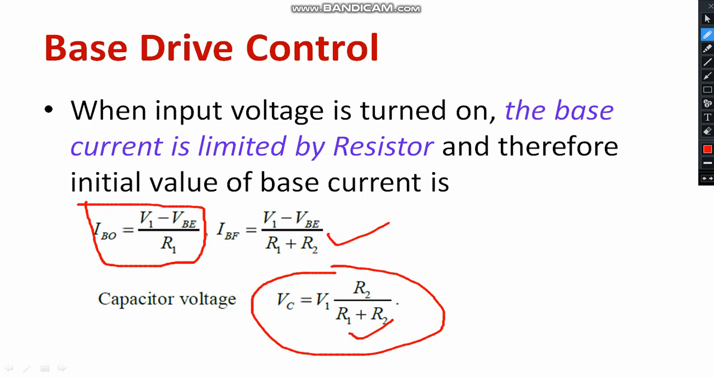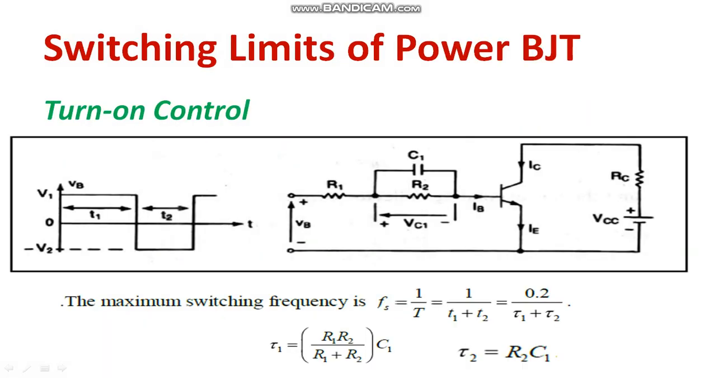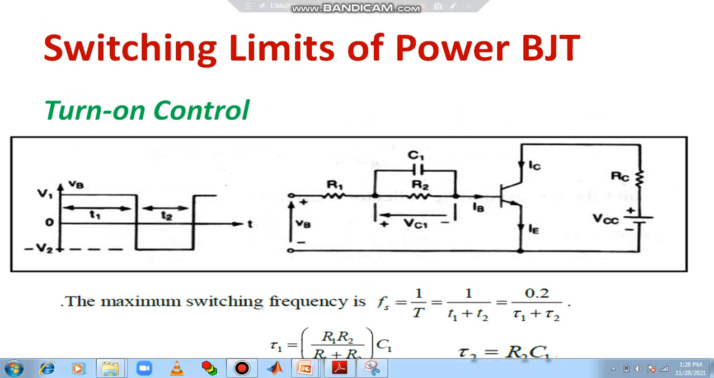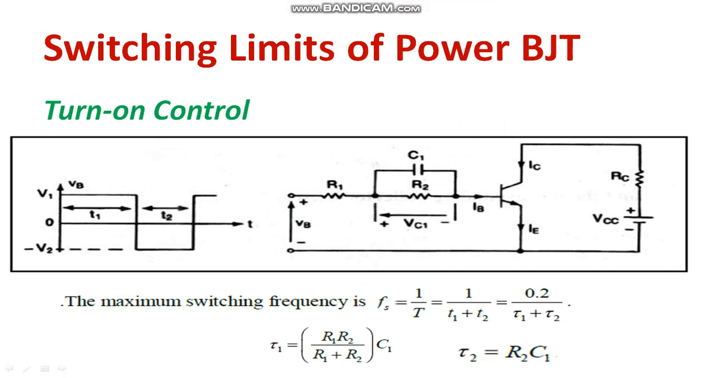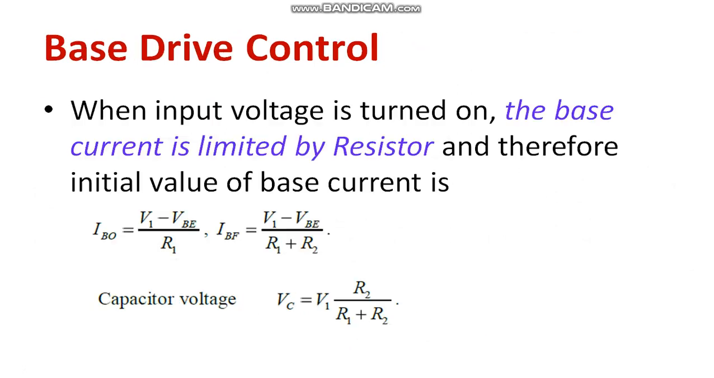Or else you can write it in terms of this combination also. You can have a look at this. The base current is equal to V1 minus VBE divided by R1. This point you have to remember. So by using this methodology, we can control the turn on time of the particular power BJT.